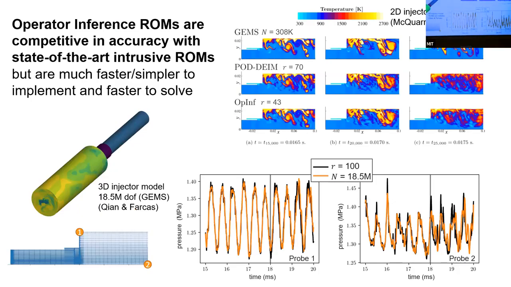So just really quickly before I get to the really fun stuff, which is the quadratic manifold, these are some of the kinds of things we've been able to do. I mentioned we've been doing a lot of work with the Air Force over the past few years. So Elizabeth and her thesis did a 3D injector model. That one had almost 20 million degrees of freedom. GEMS is this lovely kind of volume code that the Air Force uses for the combustion simulation. What you're seeing here is a reduced order model with 100 states compared to the CFD with almost 20 million.